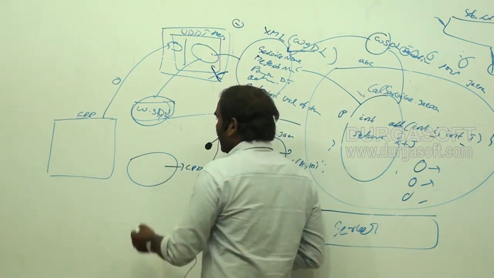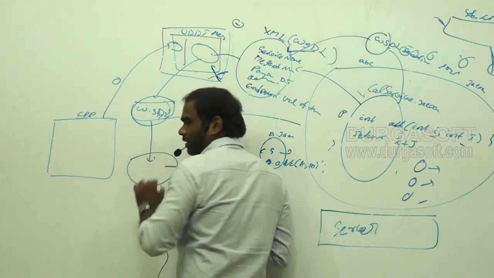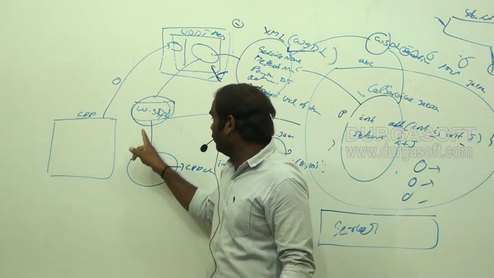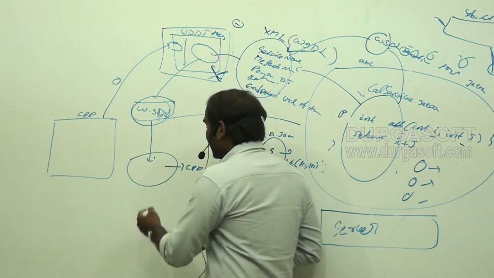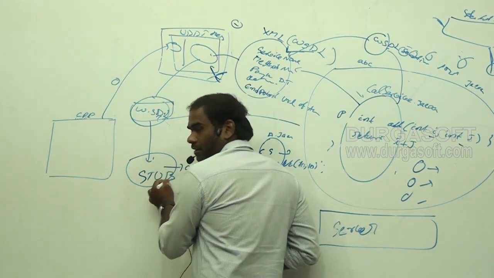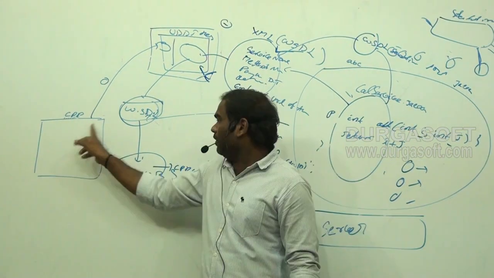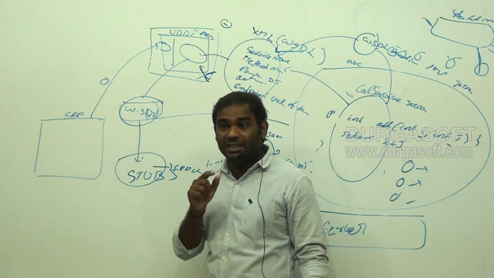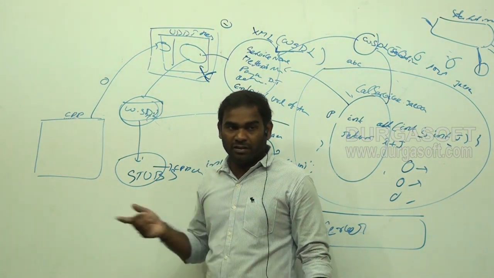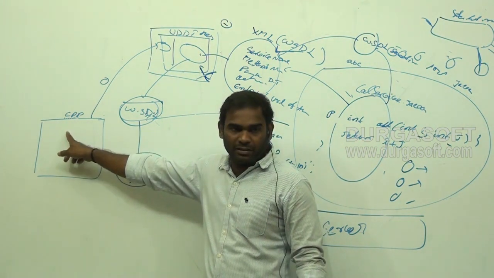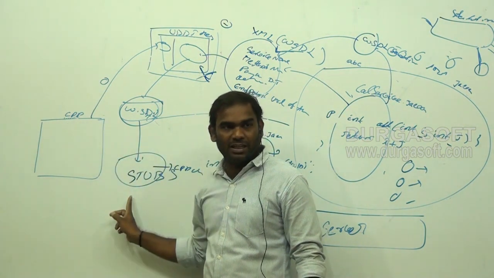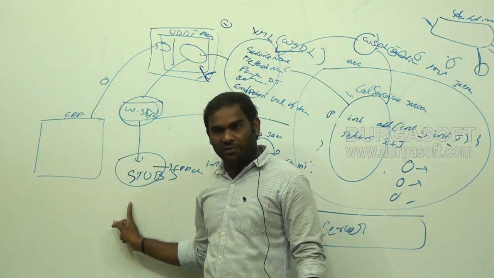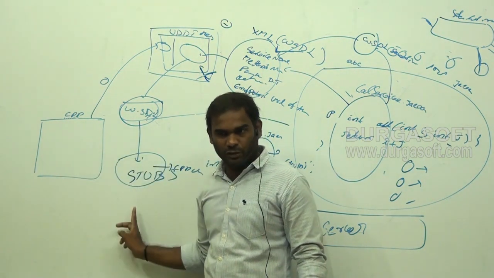These C++ classes will be generated from the WSDL file here. These classes we can call stubs. Stubs are the generated classes. These classes again depend on the client. If it is C++, these generated classes are C++ classes. If it is Java, Java classes. If it is PHP, PHP.